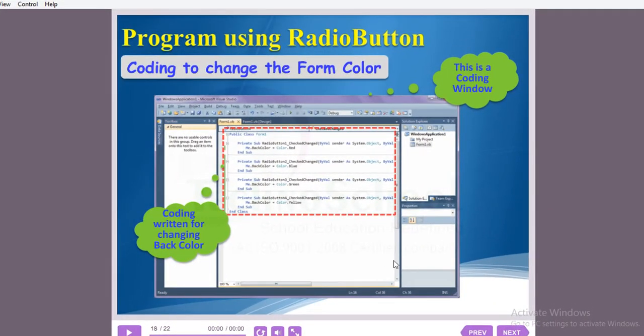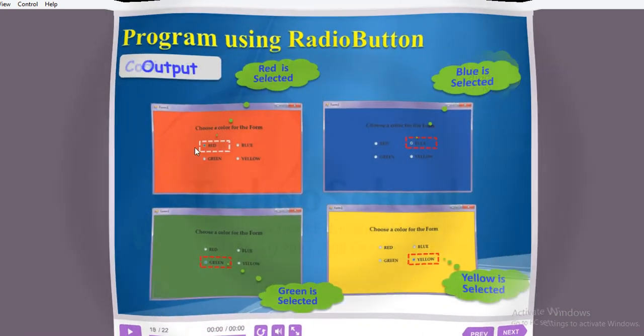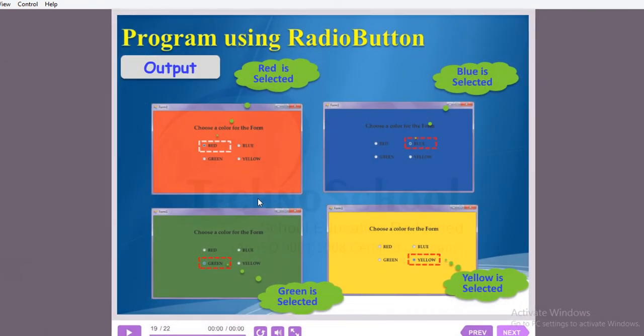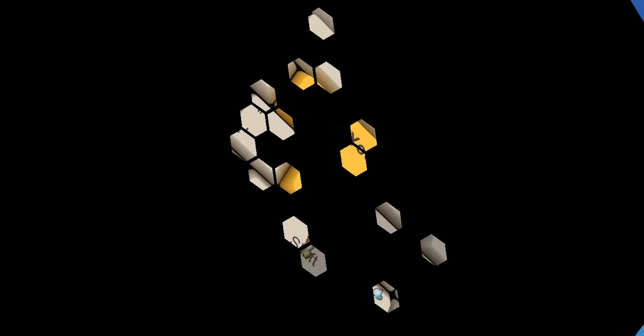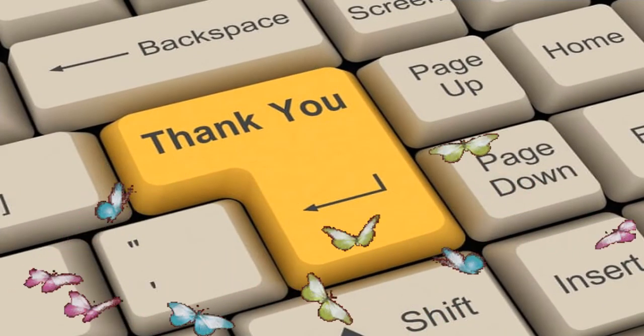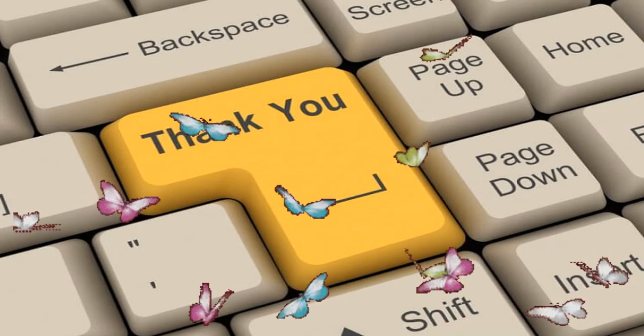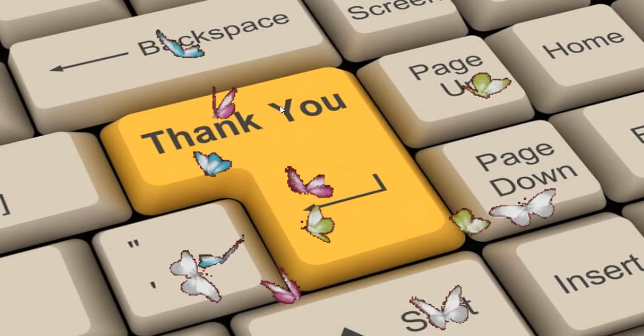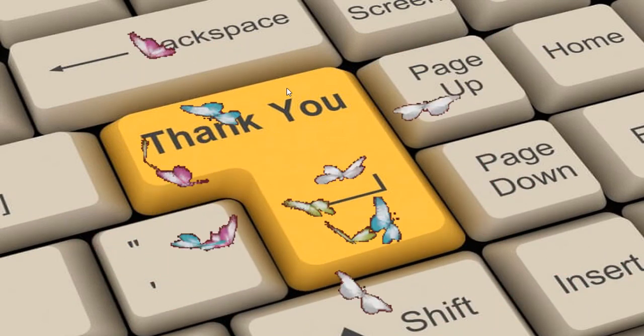So the designing part, I hope you all are clear. So this is the output we got at the last. If we select red, the red is selected, here blue, and here green and yellow. Yes. So use this program in real time. I hope the concept is very clear. We come to the end of this section.